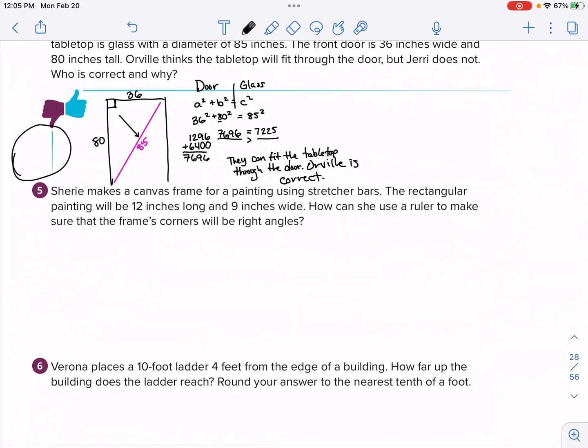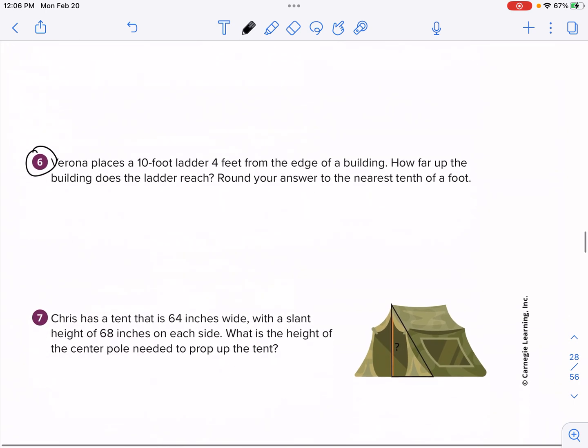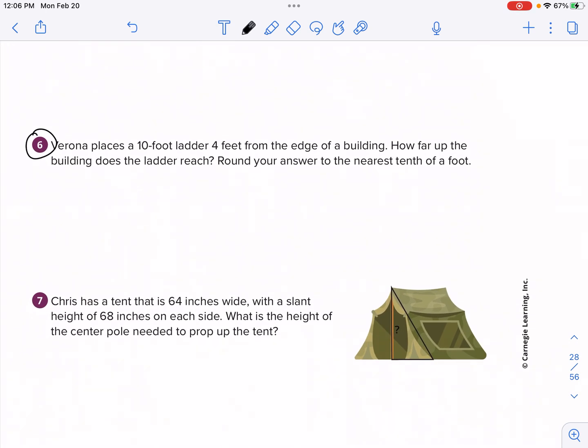Okay. We're gonna skip number 5 and go to 6. And they'll probably call it there. Verona places a 10-foot ladder 4 feet from the edge of a building. How far up the building does the ladder reach? So, right, this is all in our interpretation of the situation.